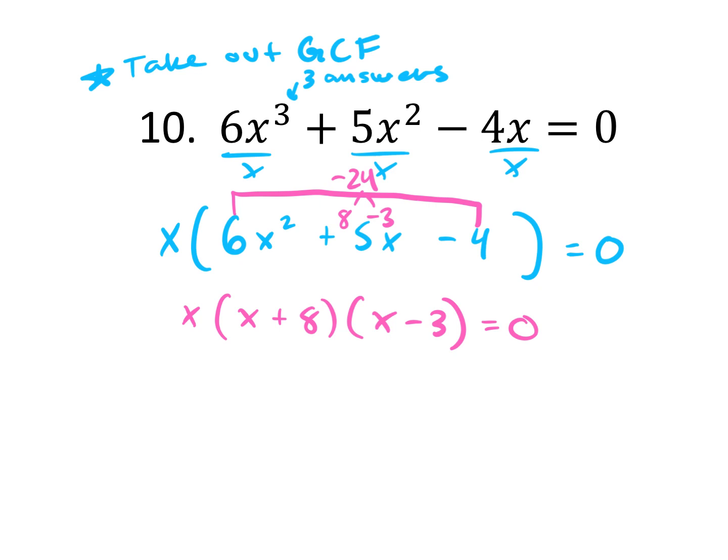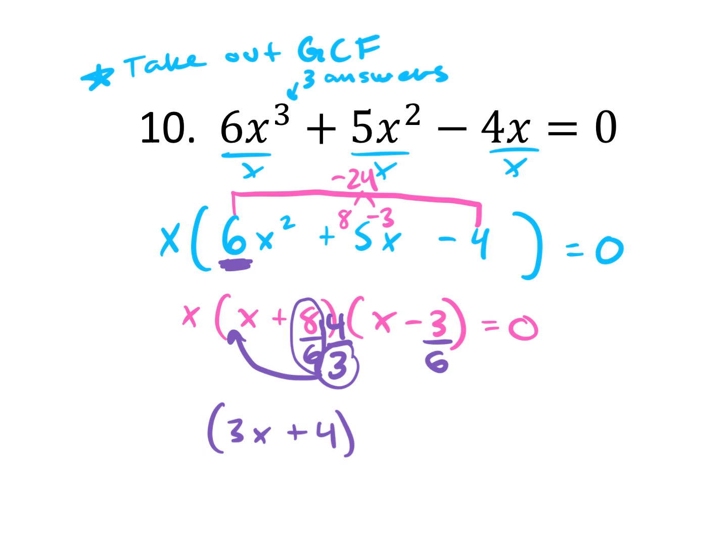What do we have to do next? Divide by 6 before we set it equal to 0. Do not forget, if you multiply the first times the last, you have to remember to go back in and divide. Can we simplify our fraction here? What does it simplify to? It would be 4 over 3. And then we're going to move the 3 in front of the x. So it'll be 3x plus 4.